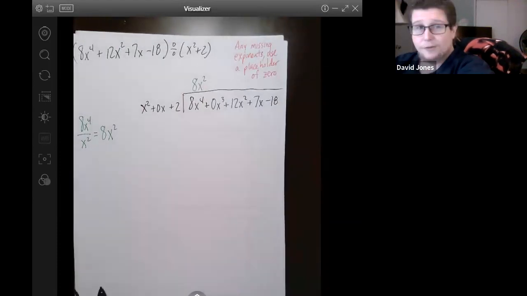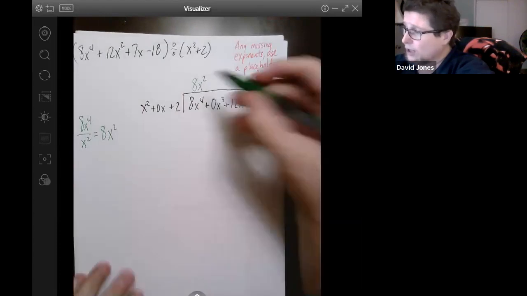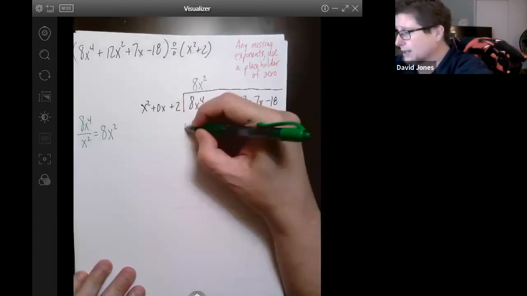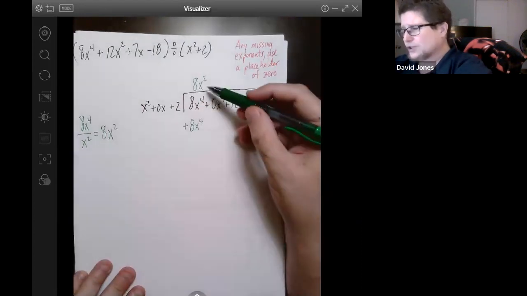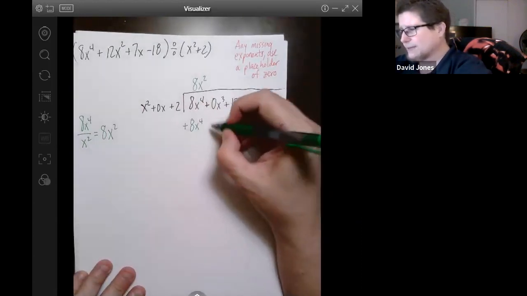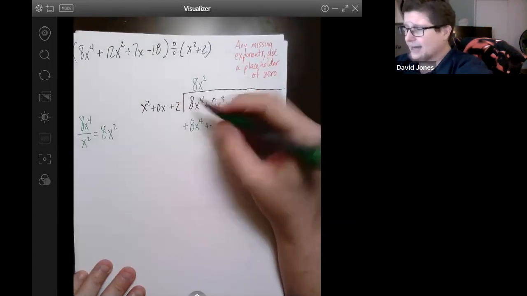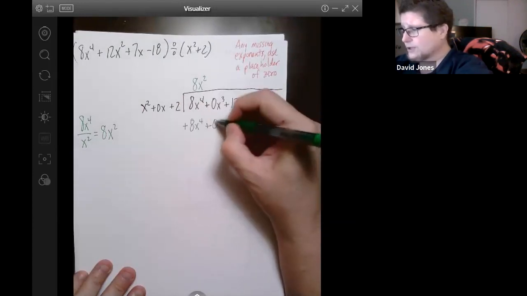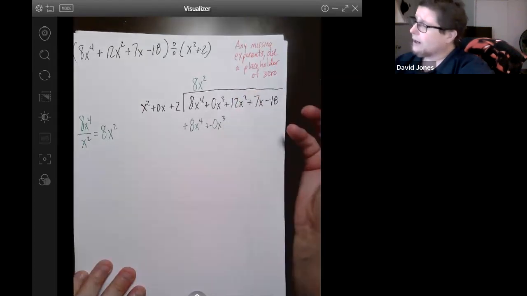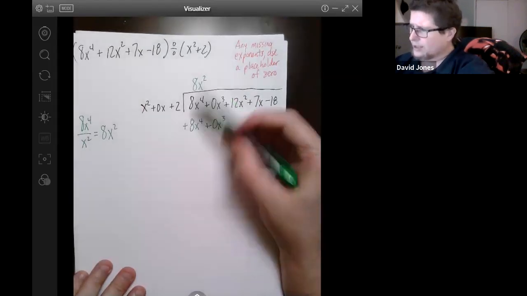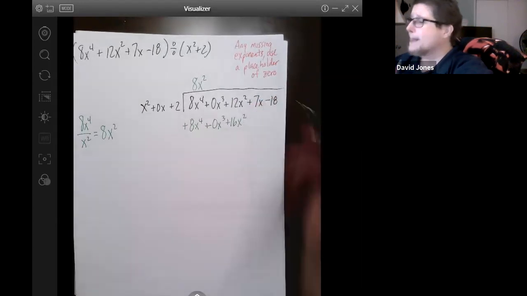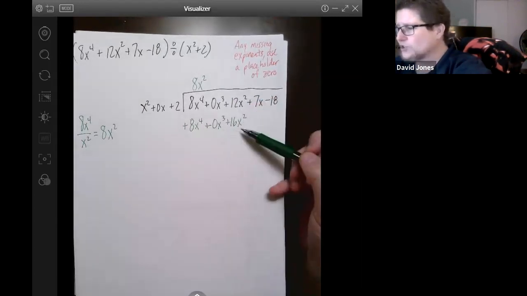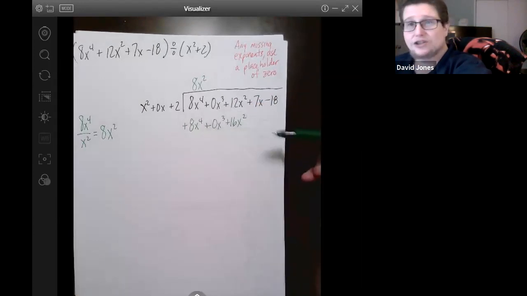I'm now going to distribute that. 8x squared times x squared is positive 8x to the 4th power. 8x squared times 0x, 0 times anything is 0. X times x squared is x cubed, so it goes in this column. And 8x squared times 2 is 16x squared. That goes in this column. If you put in the 0 placeholders, it's easier to just stack everything as you do them. Otherwise, it can cause some hiccups.